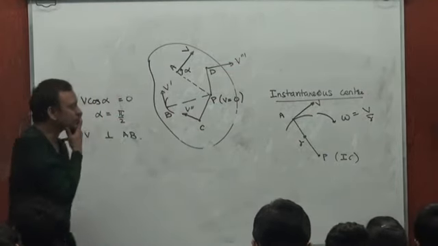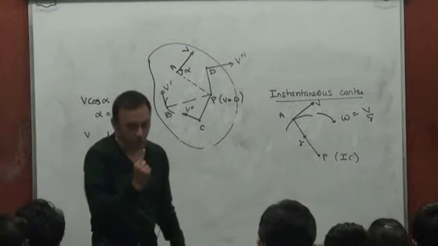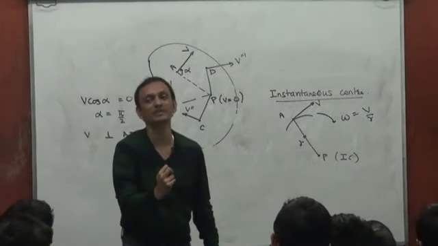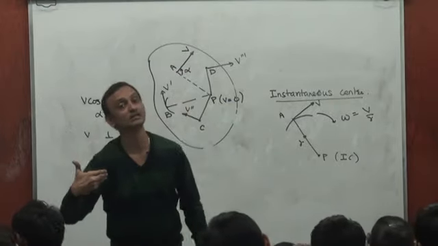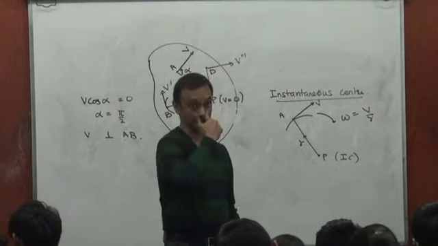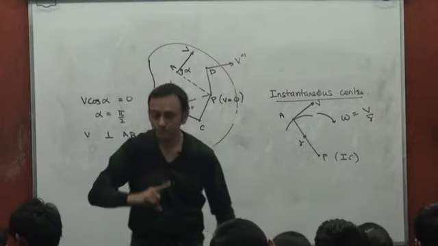Now, what is the instantaneous center? It's the point identified to be having zero velocity. That's the instantaneous center. Got me?